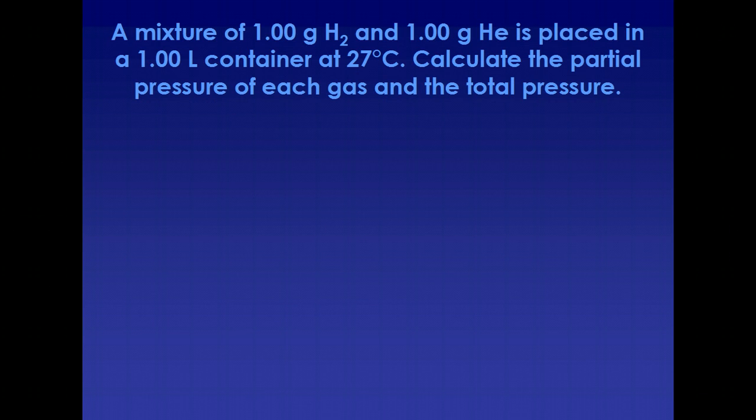So here we're given a gram of hydrogen and a gram of helium, and it's in a 1 liter flask at 27 degrees Celsius. We're asked to determine the partial pressure of each of the gases and then the total pressure. So we have an amount, we have a volume, we have a temperature, and when we have those three and we want to find pressure, typically we're going to use the ideal gas law, which means we're going to need to convert those grams into moles and the temperature into Kelvin.